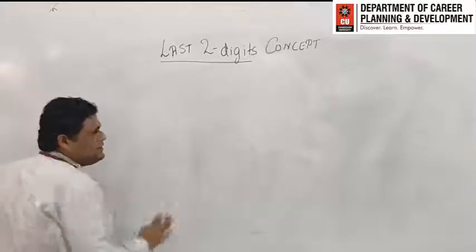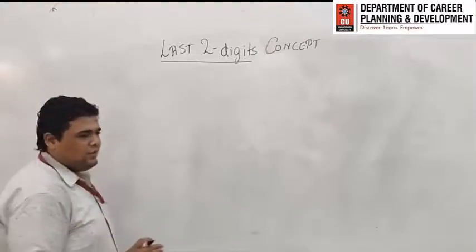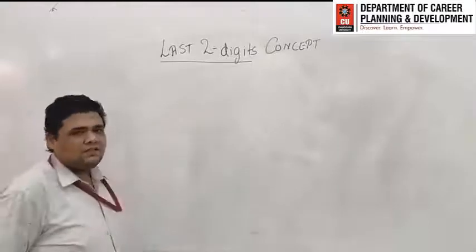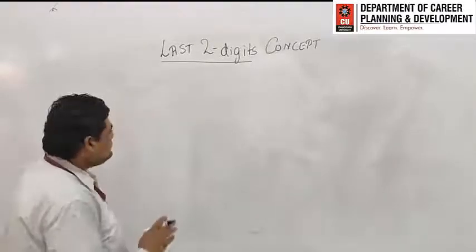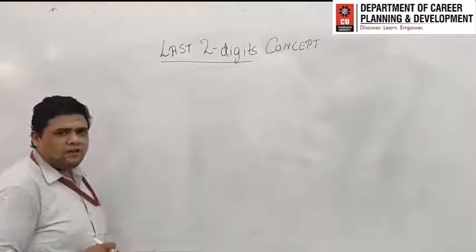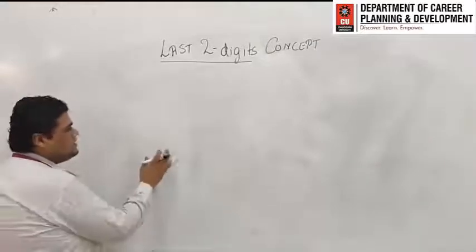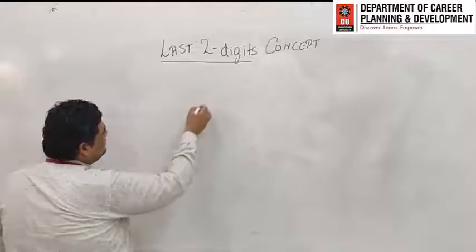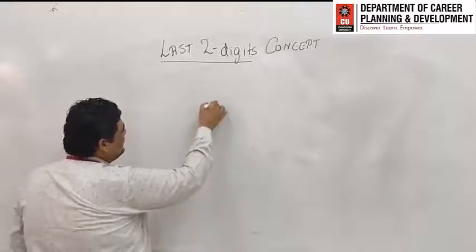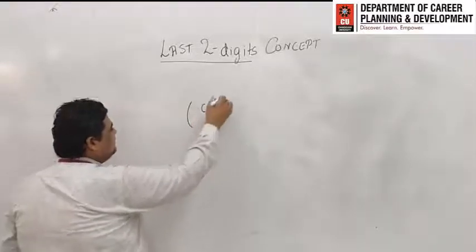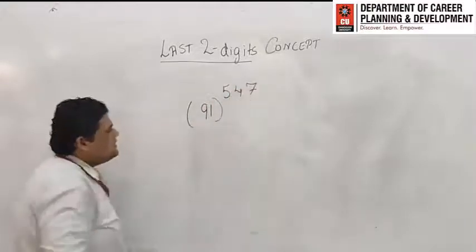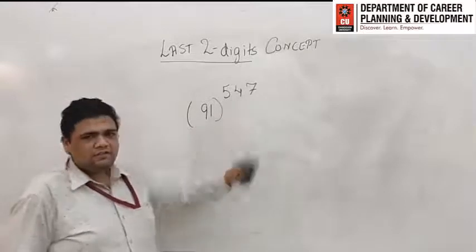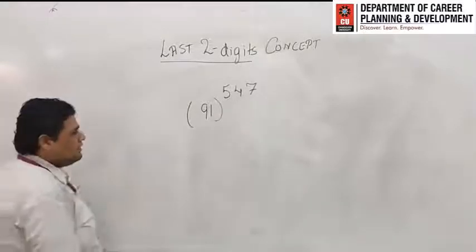The value will depend on the number at the unit place. So let's take the first concept: whenever the number at the unit place is 1, let's solve for that. Let us take an example, 91 raised to the power 547.